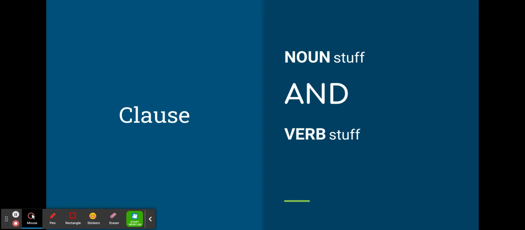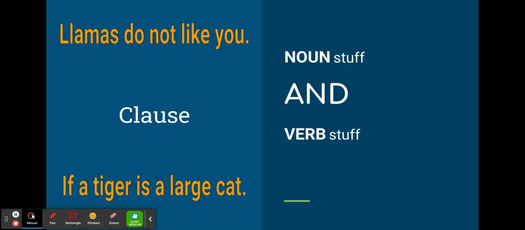Then we have clauses, and we need to know that a clause is going to have noun stuff and verb stuff. It's going to have a subject and a verb of some kind. So when we talk about clauses, we can see things like, llamas do not like you. Here's a noun, llamas, and here's the verb part, do like, except they don't like you.